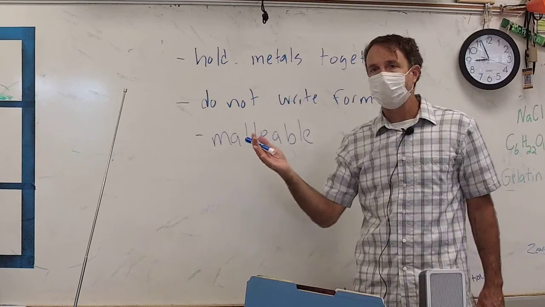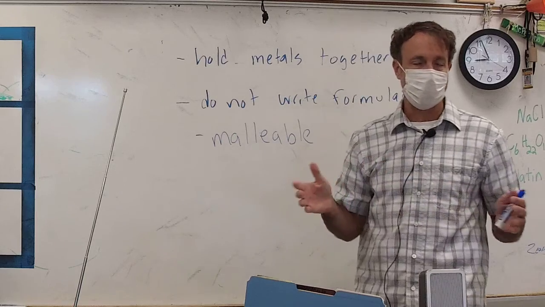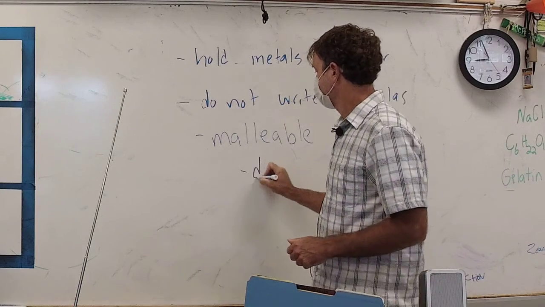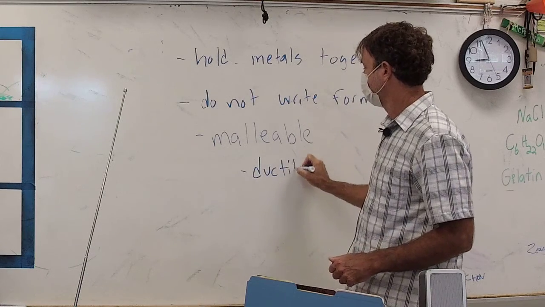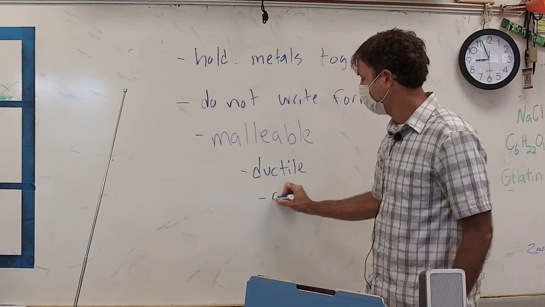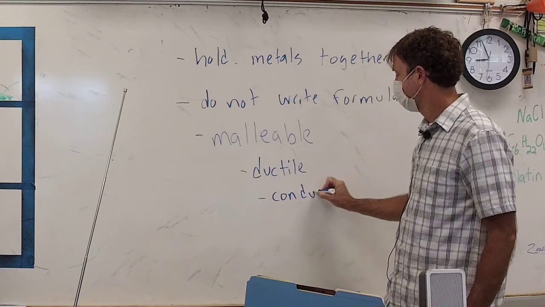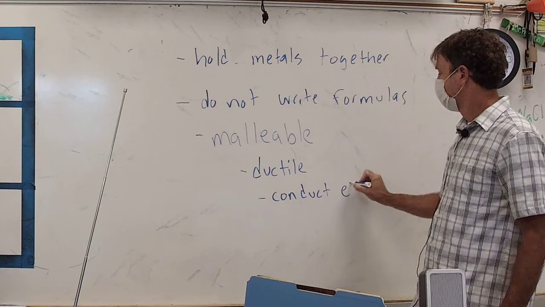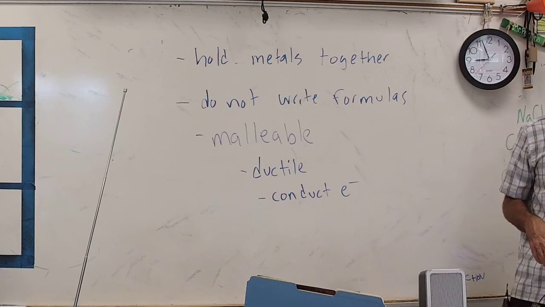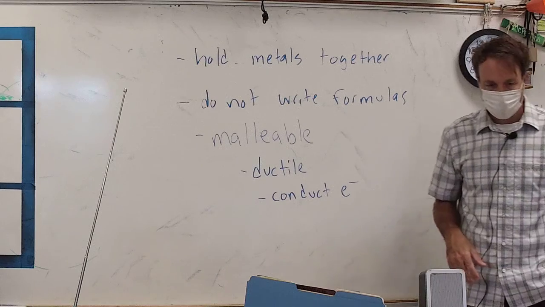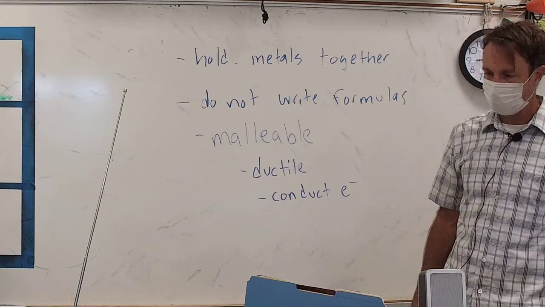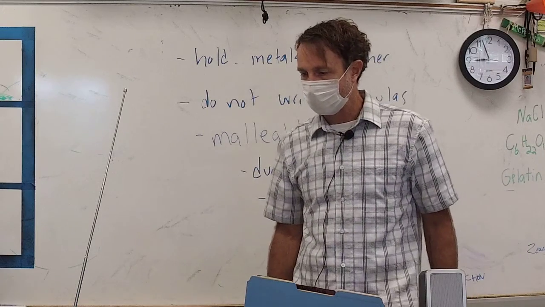They're ductile. That means they can be spun into wires, right? Ductile means it can be spun into a wire, like copper wire, right? And they conduct electricity. They conduct electricity. We know that. The wires at your house are made out of copper, I hope. I hope you don't have aluminum wiring, because we've had some problems with aluminum wiring.